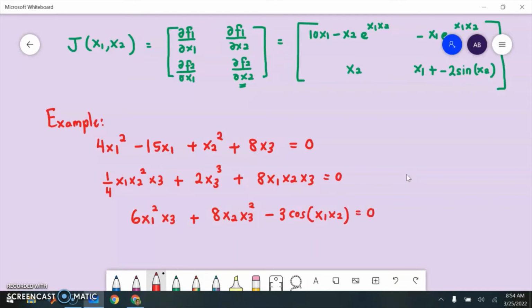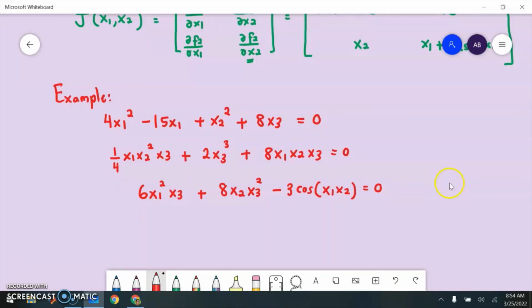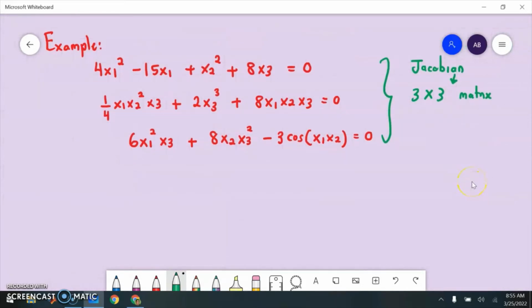Wow. Okay, look at this. I made this up. I'm not even sure you can ever solve this three-dimensional system, but we can see that we have variables x1, x2, x3, and it's 3-dimension, right? So your Jacobian will be a 3 by 3 matrix. The Jacobian must be a square matrix. Now let's see how we can write the matrix first.